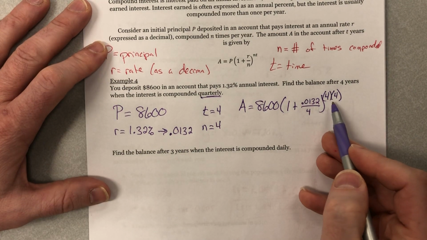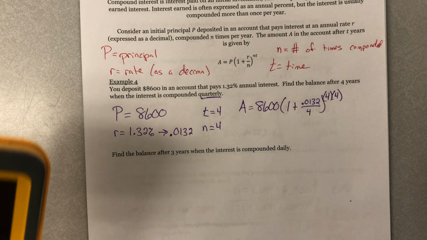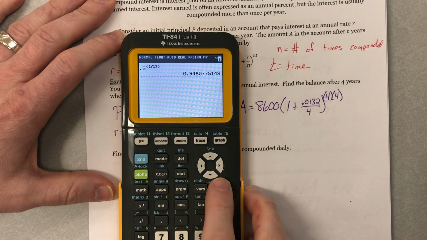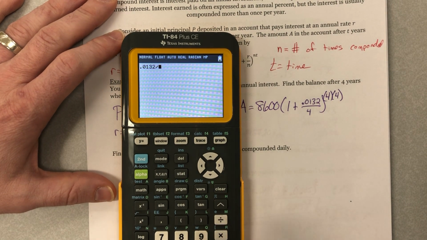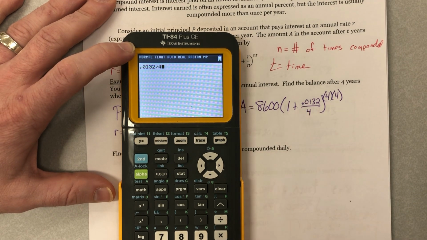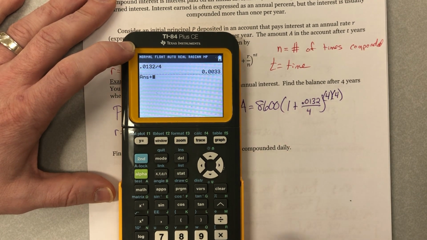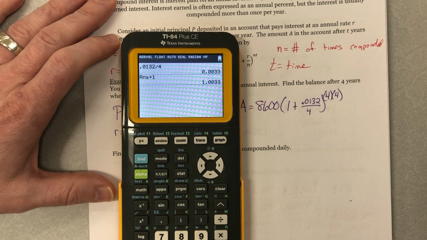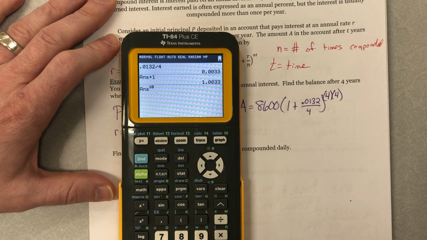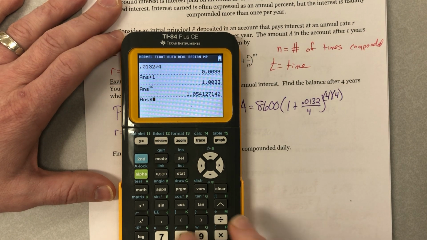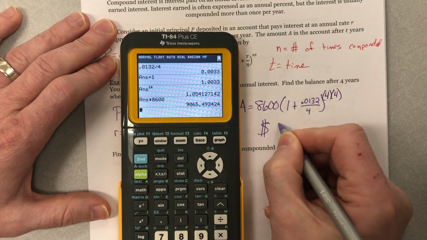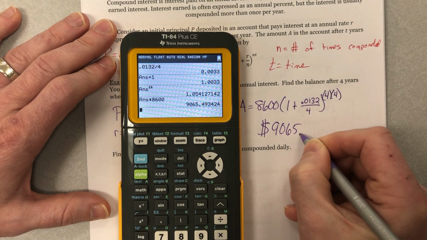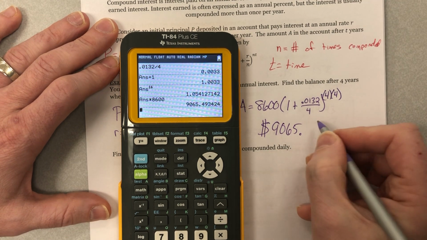If you want to simplify the exponents, you could, that'd be 16. What I like to do as I go through this is the division first, okay? And please understand that you can type this all in one step. It's just easier to save errors, and we're going to keep everything in our calculator. The division first, then I do what's inside the parenthesis, plus 1. Now I'm going to do exponents, so I'm going to raise it to the 16th, which is 4 times 4. And times 8,600.